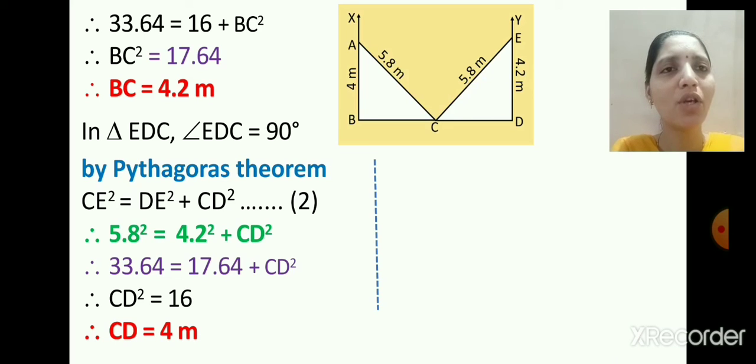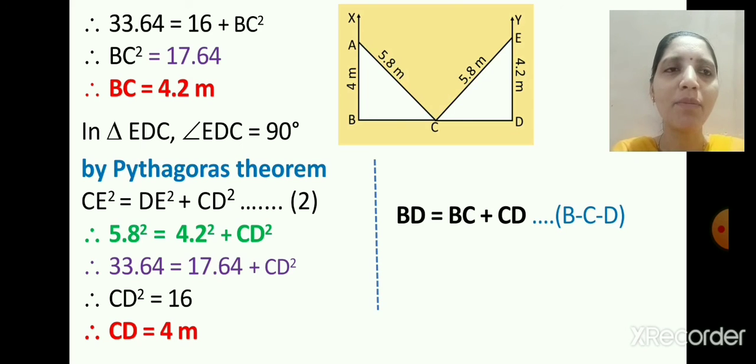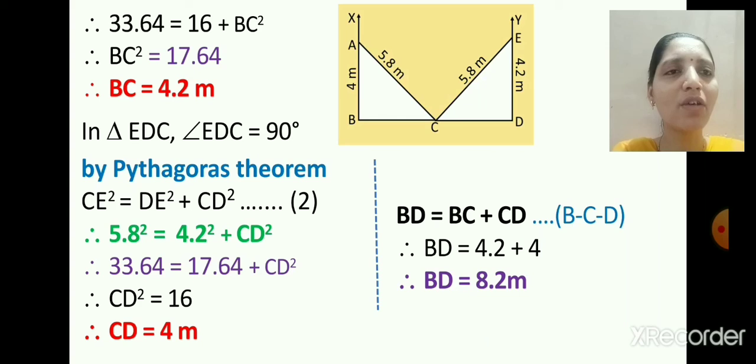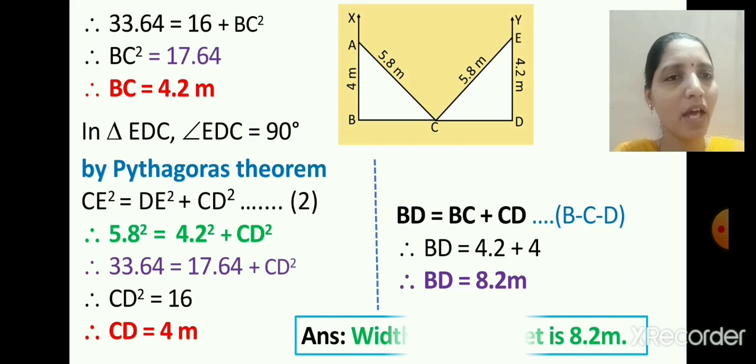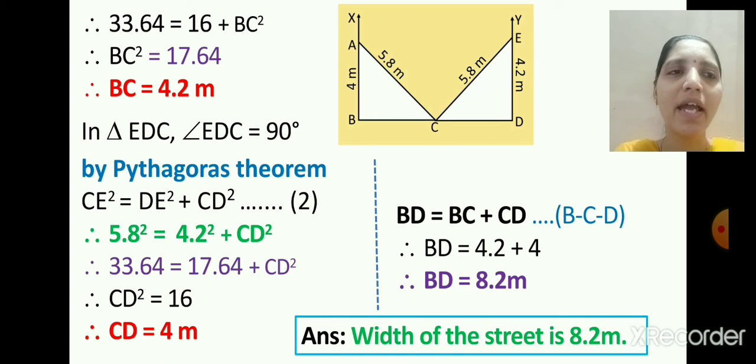Now we know that points B, C, D are on the same line. So we can write BD is equal to BC plus CD. Write the reason as B, C, D are collinear points. So substitute the values here. BC is 4.2 meters and CD is 4. So you'll get BD is equal to 8.2 meters. Therefore, the width of the street is 8.2 meters. I hope you have understood this. Write down this sum properly and try to understand again.